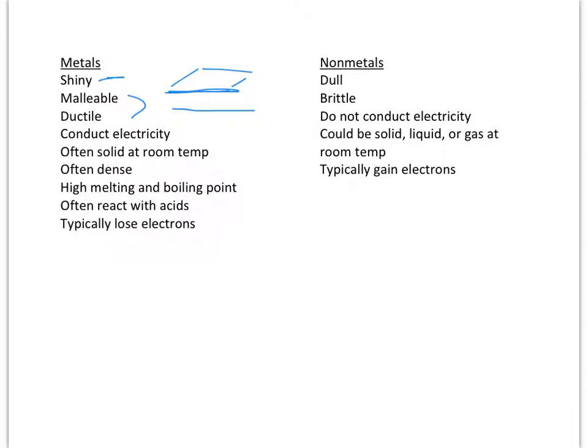They're usually solids at room temperature. Some exceptions: mercury is a liquid. They're usually pretty dense, like heavy. Aluminum, I guess, would be an exception. They have high melting and boiling points. They react with acids, and they typically lose electrons.